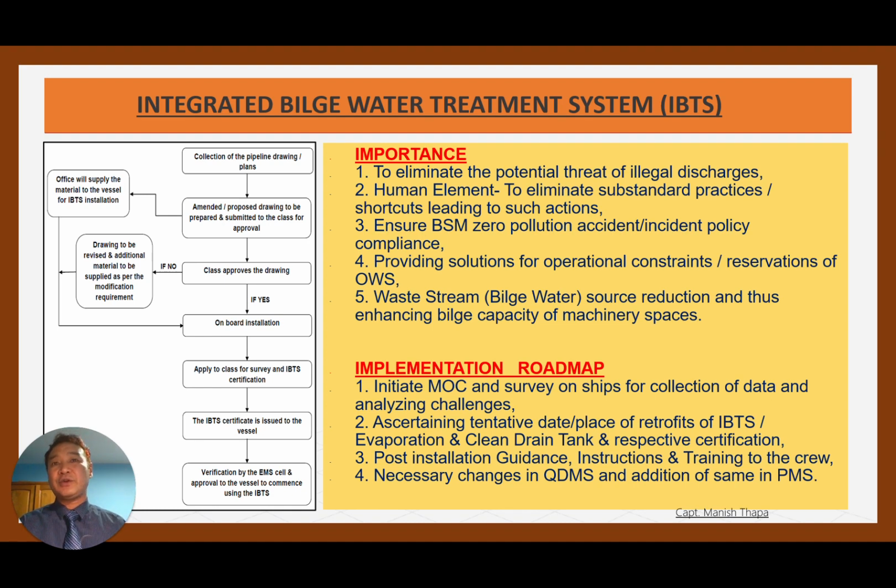On the left hand side, you can see the implementation roadmap flowchart, which says that the first step is to initiate MOC and the survey of ships for collection of data and analyzing challenges. Then, ascertaining the tentative date and place of retrofits of IBTS, evaporation and clean drain tank, and respective certification.